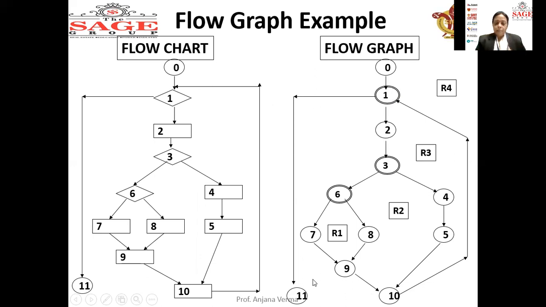0, 1, 11 is a second path. 0, 1, 2, 3, 6, 8, 9, 10, 1, 11 is the third path, and 0, 1, 2, 3, 4, 5, 10, 1, 11 is the fourth path. It means we have to test these 4 paths.